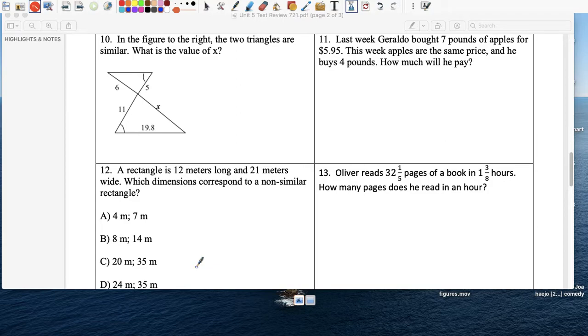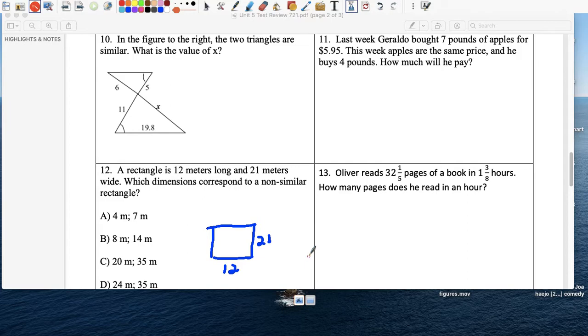A rectangle is 12 meters long, 20 meters wide. What dimensions correspond to a non-similar rectangle? So let's draw them out. Let's try the first one out.